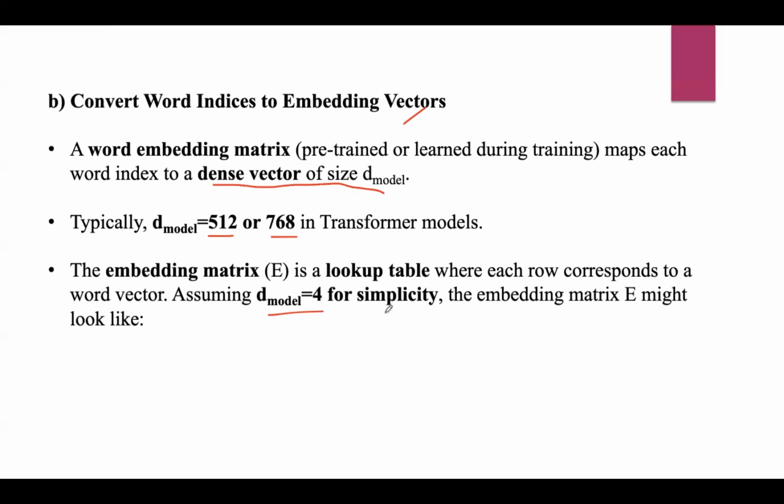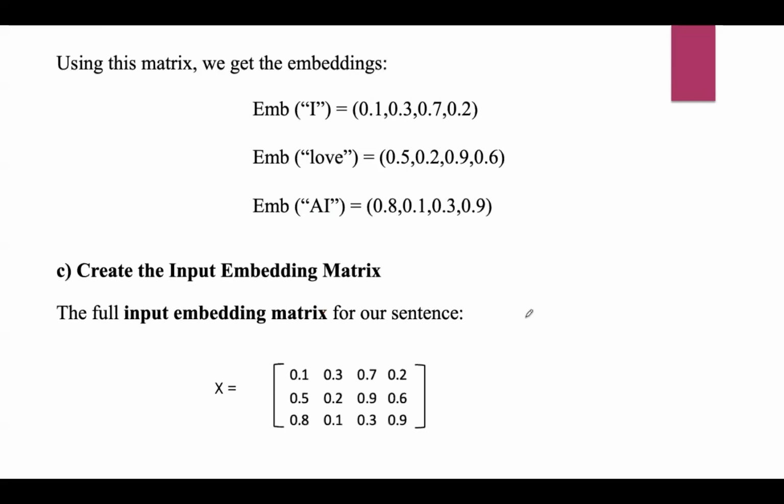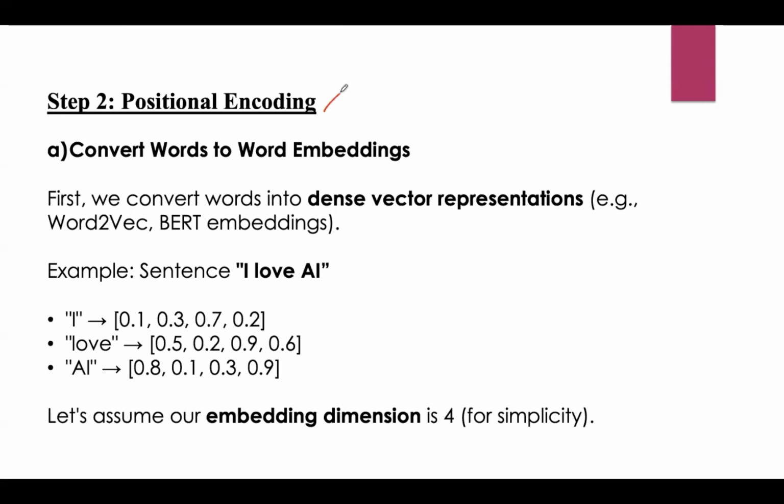We are taking it as 4 for simplicity, and the embedding matrix will look something like this. These are the word embeddings for every word, and this is the corresponding input embedding matrix we got. As the total number of dimensions is considered as 4, we got a total of 4 columns. And as we have 3 words in the vocabulary, these are the word embeddings for every input word, that is I love AI.